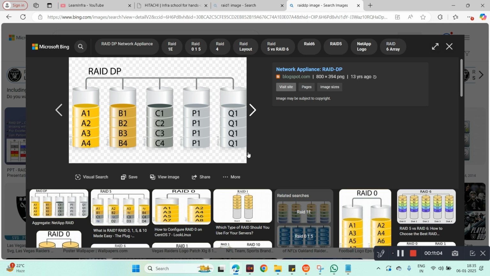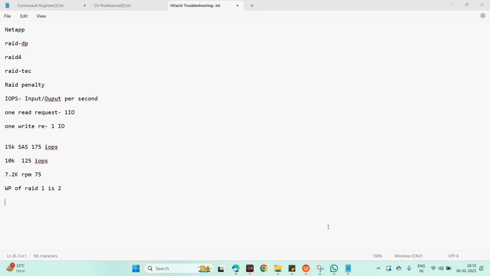Okay, so that's why, because the read operations, read IOs are not there, the write penalty is quite less in comparison to RAID 6. And the IOPS calculation also, I said that in the last class.